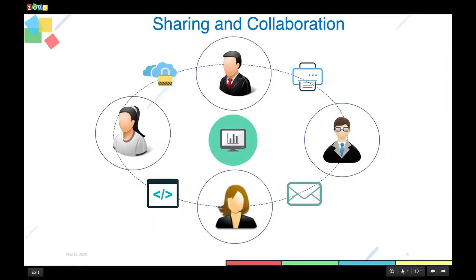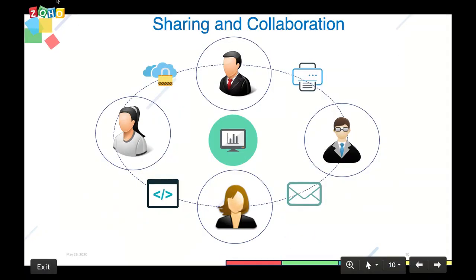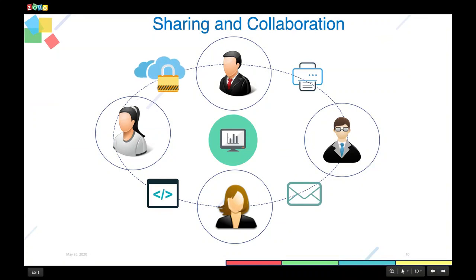The third feature is about sharing and collaboration. Zoho Analytics offers a wide range of sharing and collaboration options. The first one is privately sharing a report or a dashboard with a user. In Zoho Analytics, it is possible to fine-tune the levels of permissions and filter criteria when you share a report or a dashboard with a user.